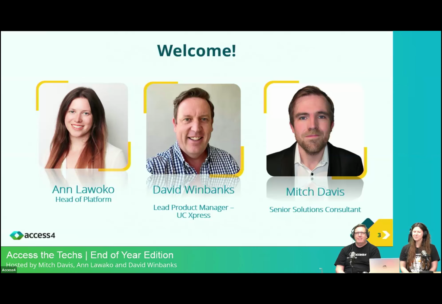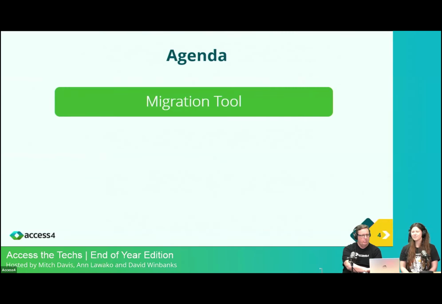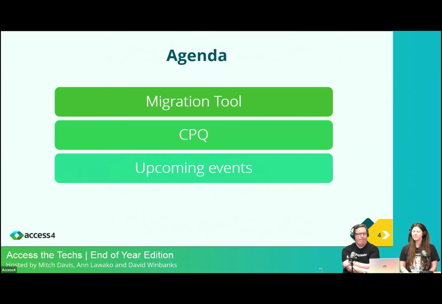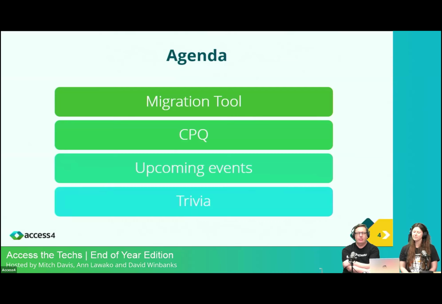So I'm going to be running through a few things today. On the agenda, we will be talking about our migration tool that we're releasing into beta and how that operates from our side. Some updates to our CPQ tool that have been released recently, which Anne will be running through. We'll talk about some upcoming events, mainly our roadshow events coming up in February and beyond. And then, like every end of year, we'll do some trivia, with some prizes to give away as well. Anne's very excited about that.